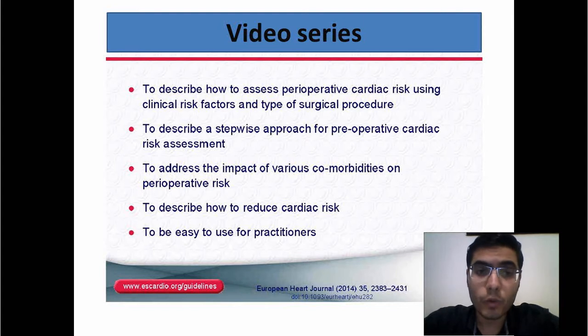The second video will discuss the impact of various cardiovascular comorbidities on perioperative risk, like a patient with an obstructive cardiac problem like mitral stenosis, or a patient with significant pulmonary hypertension, a patient with ischemic heart disease, a patient with heart failure, and we will address the impact of these various comorbidities on the perioperative risk.